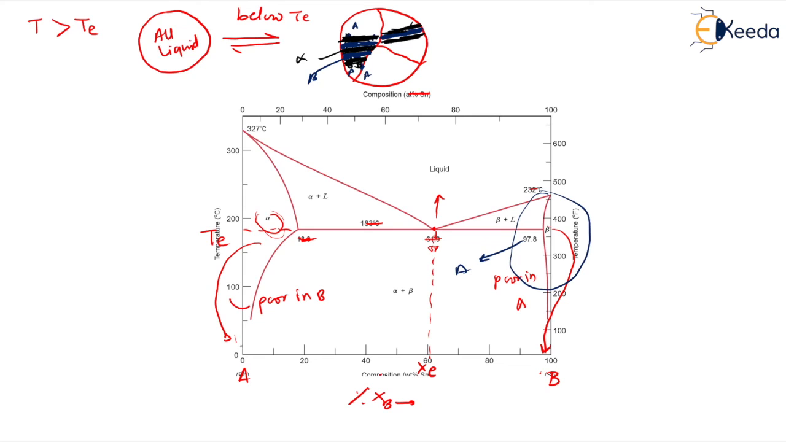So this microstructure, dear students, that is formed is known as the lamellar microstructure. Lamellar means the layers of alpha and beta, the layers of alpha and beta. So dear students, this is the first microstructure we are getting in the eutectic transformation, or simply the eutectic transformation.